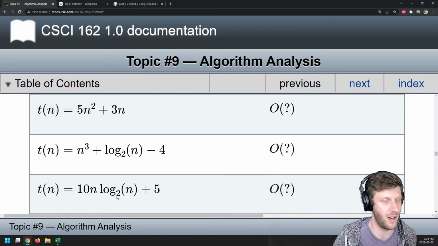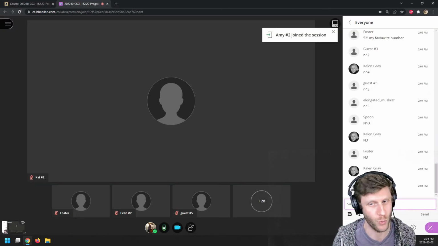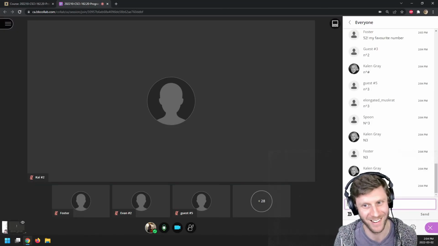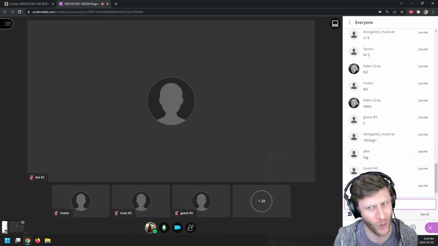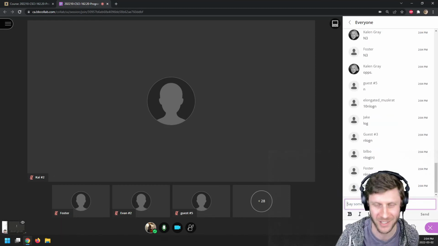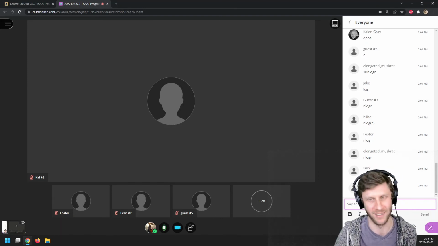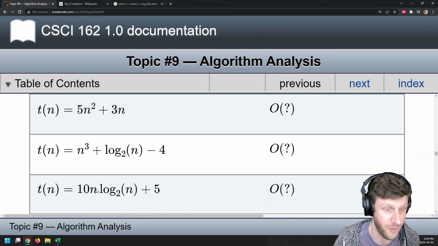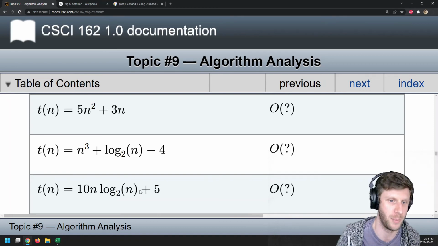10 n log n plus 5. Ooh, not n. 10 n log n. No, get rid of that 10. We don't care about coefficients. And no, not the log n. It's the n log n. They're multiplied together. If there was a plus between the 10n and the log n, the linear would be the worst one, but they're multiplied together.